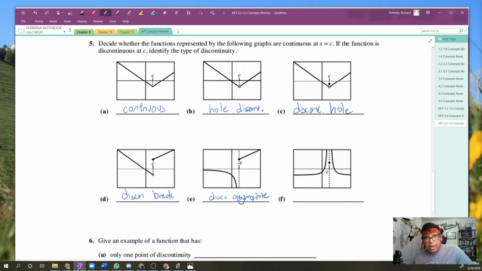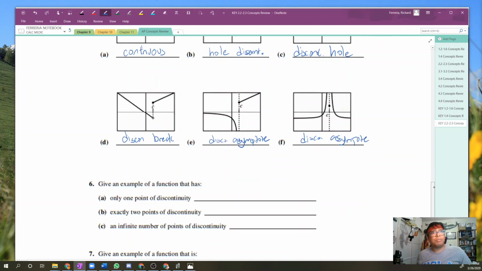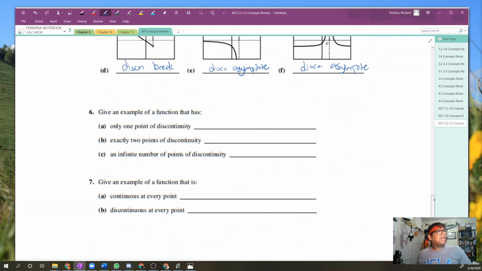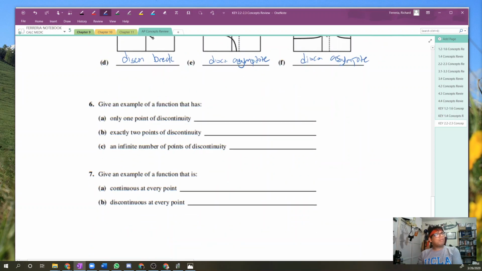And then this is an asymptote on both sides. So this is discontinuous, also an asymptote, which I probably spelled incorrectly, but what do you do? Okay, can you think of an example of a function that has only one point of discontinuity?